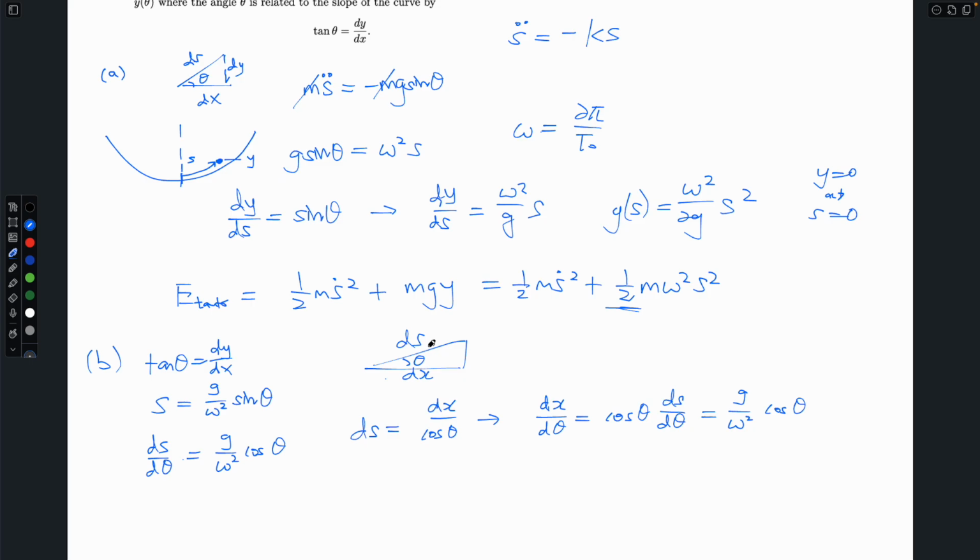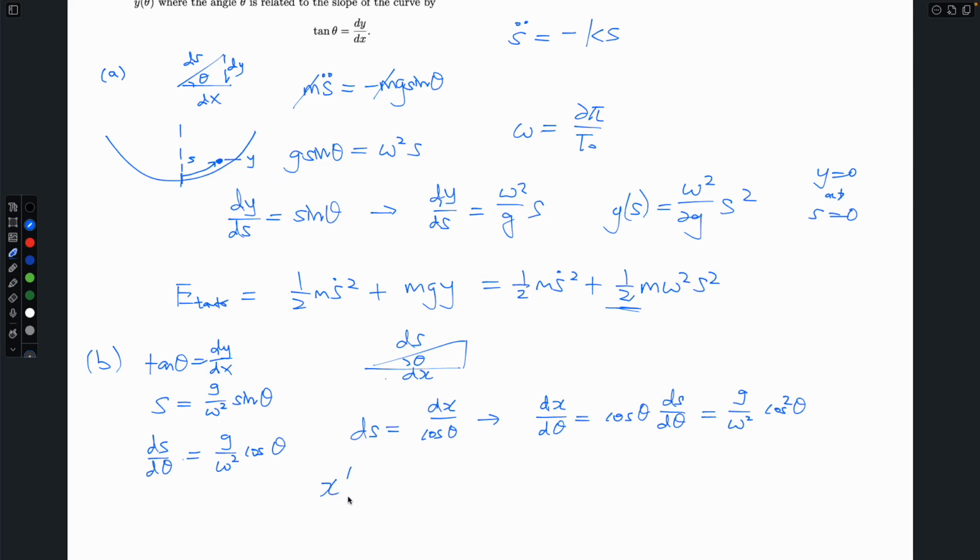Hmm? Why isn't it cosine square? Oh, like over here you mean? Over here is it? Sorry, over here. Is that what you mean? Yeah. I was gonna write it.